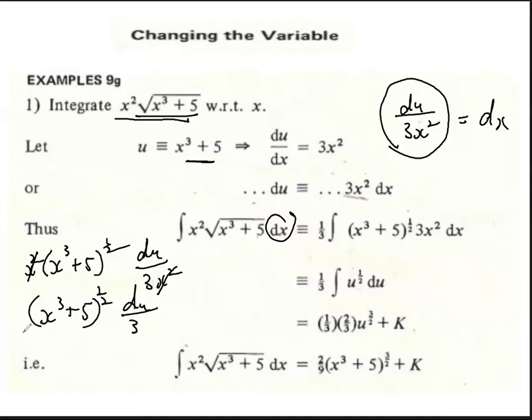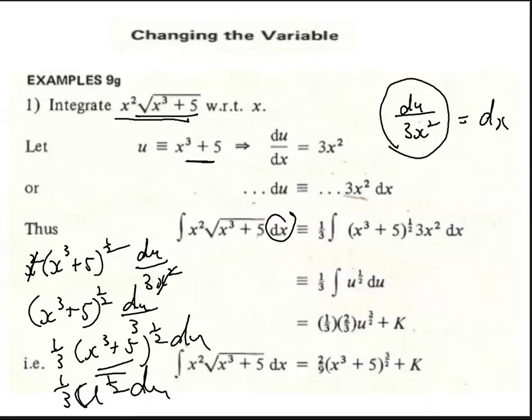And they'll take this 3 now to the front, and you have 1/3 x cubed plus 5 to the half du. And then they'll replace this now with u, right? So they'll put u here to the half du, right? So they seem to like that. But your whole objective here is to rewrite this expression in terms of u. That's what you're trying to do in the entire thing.